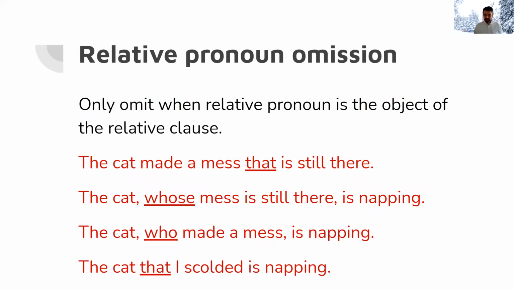In the third example, we have the cat who made a mess is napping. So we have the cat is napping, and the second one is the cat made a mess. So who replaces the cat, which is the subject of the sentence? Again, we can't drop it. We can't say the cat made a mess is napping.